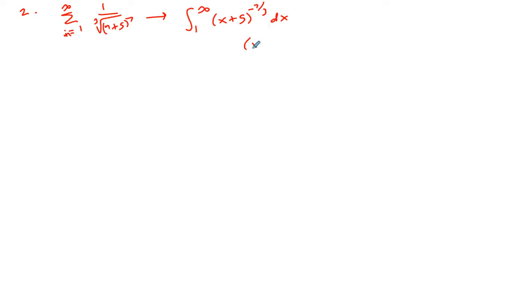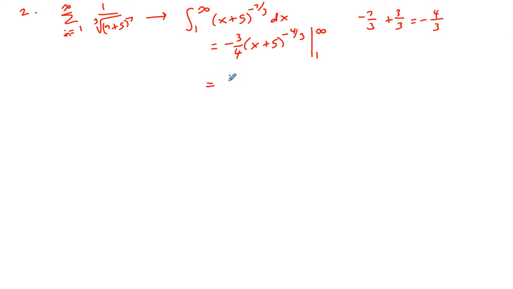We end up with (x plus 5) to the negative 7/3 plus 1, that's 3/3. So that's a new power of negative 4/3. So here's my negative 4/3 power. We're going to divide by negative 4/3, in other words, multiply by negative 3/4, and integrate this from 1 to infinity. I'm going to go ahead and, well, we'll put the infinity for the moment.